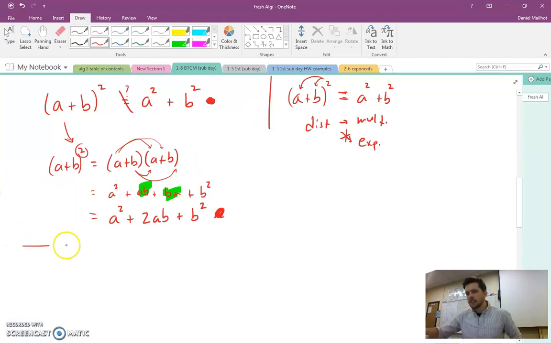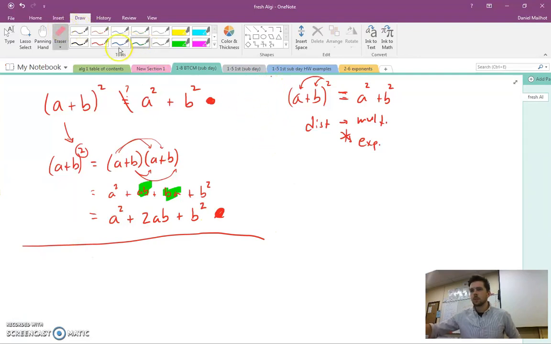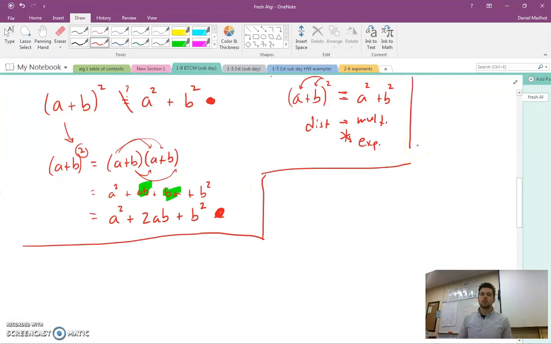A couple more. And this is going to be related to what your card sorting task will be today. So let's pick another one. Let's do this last one I have here in my examples. 5 parentheses 2x plus 3y plus z. All right.